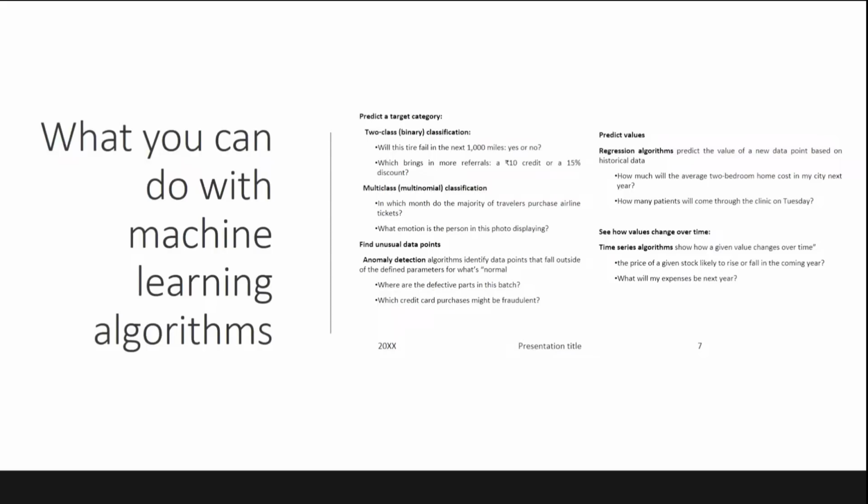We can use machine learning for predicting continuous values in the form of regression, instead of classification. Then we can use machine learning for seeing how values change over time, right? We can infer patterns from time series data and use them for inferring future values. So basically, these two tasks are what machine learning algorithms generally do: classification or regression.